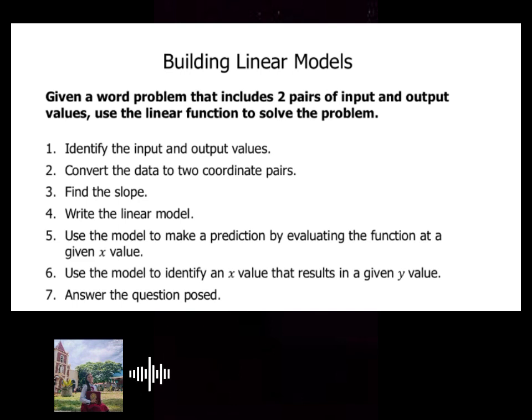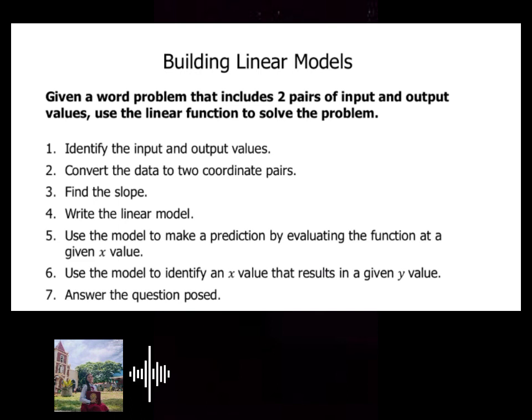Fourth, write the linear model. The linear model is written in the form y = mx + b, where m is the slope and b is the y-intercept. This is the equation of a line in slope-intercept form.